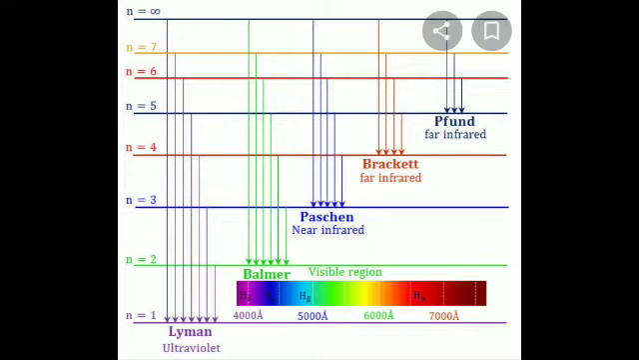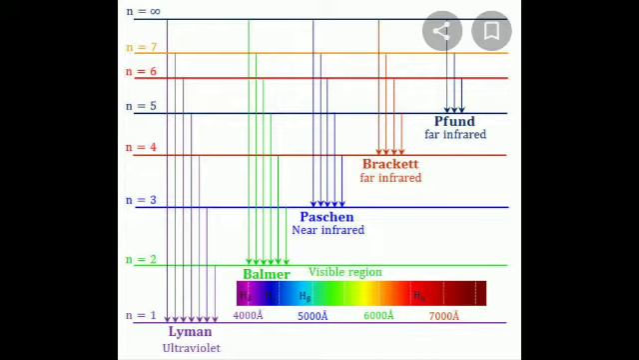Notice that in each series, the distance of separation between the consecutive wavelengths decreases from higher wavelength to lower wavelength, and also the wavelength in each series approaches a limiting value known as the series limit. These series are named as Lyman series, Balmer series, Paschen series, Brackett series, Pfund series.